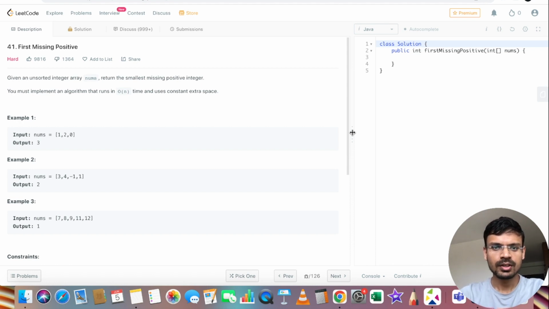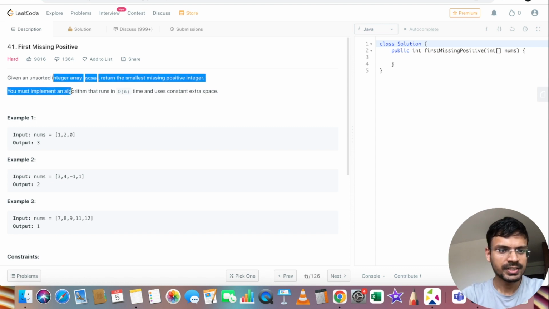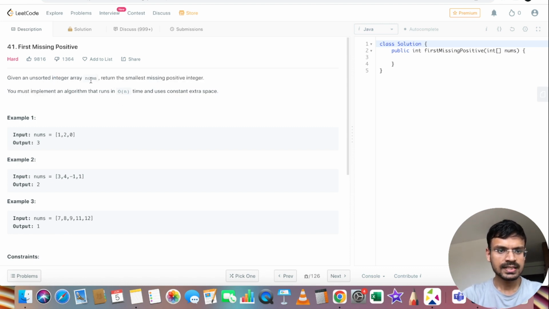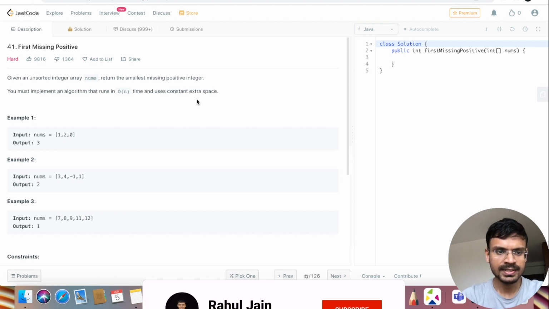So today we are going to solve a problem related to arrays. Problem name is first missing positive. Let's go through the problem. Given an unsorted integer array nums, return the smallest missing positive integer. You must implement an algorithm that runs in O(n) time and uses constant extra space.